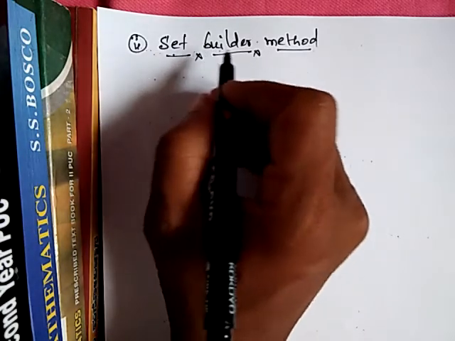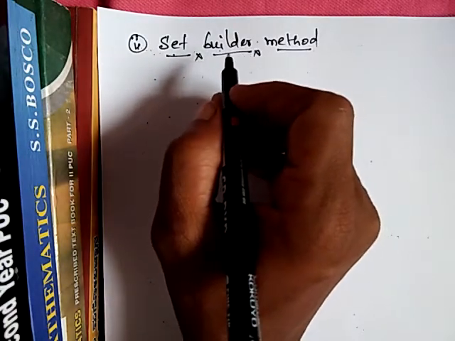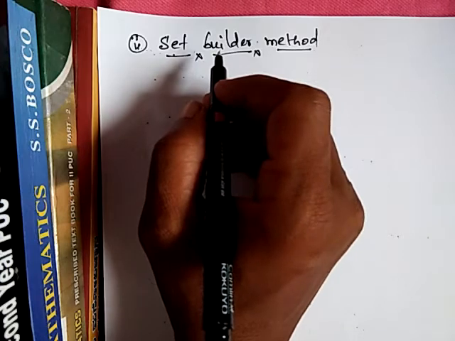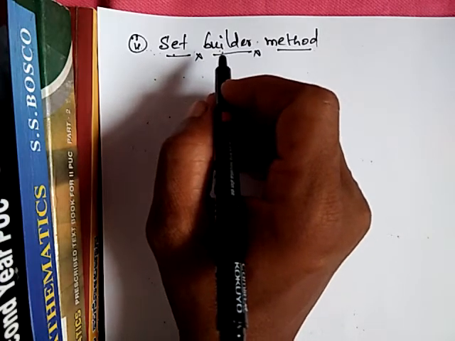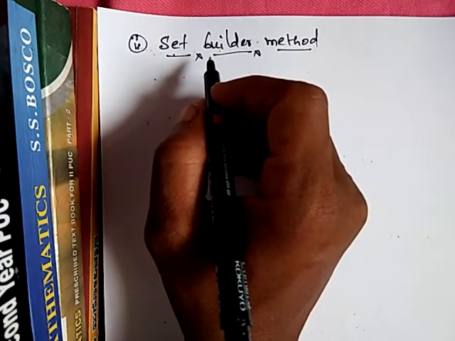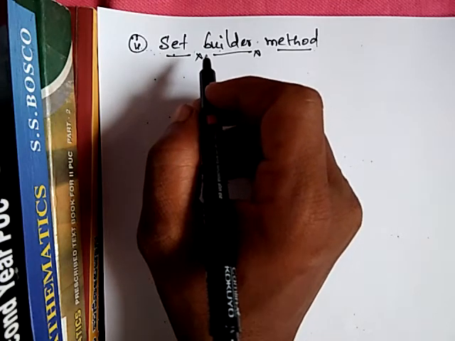Now the second one is the set builder method. What is this set builder method, or you can say property method or rule method? By name itself it says property or rule, so there will be some rule or property.